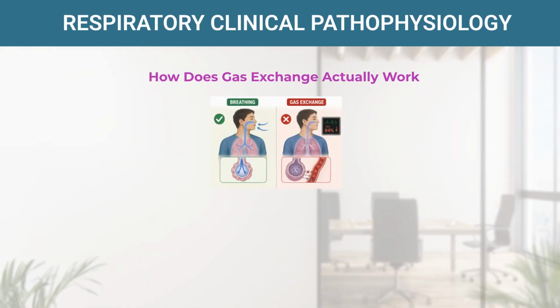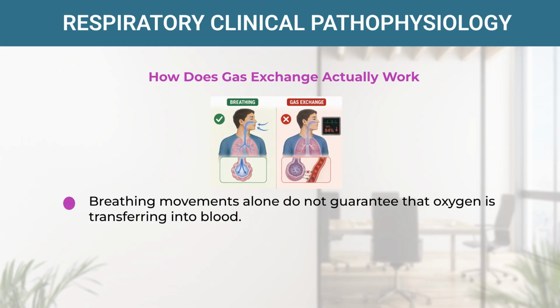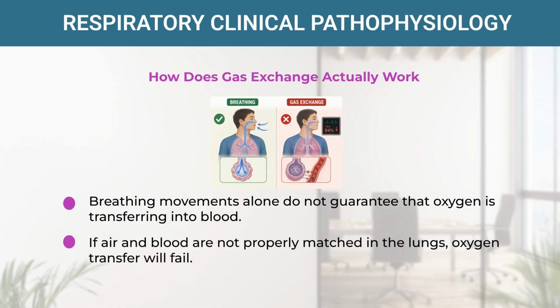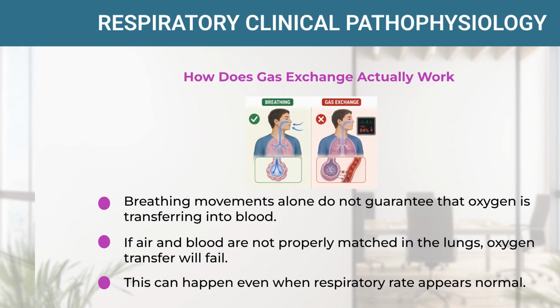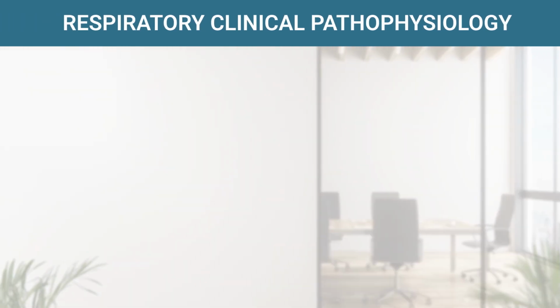A patient can still be breathing and gas exchange can still be failing. Why? Because breathing movements alone do not guarantee that oxygen is transferring into blood. If air and blood are not properly matched in the lungs, oxygen transfer will fail even when respiratory rate looks normal. Now that we have seen how gas exchange works, let's see what determines ventilation and perfusion.